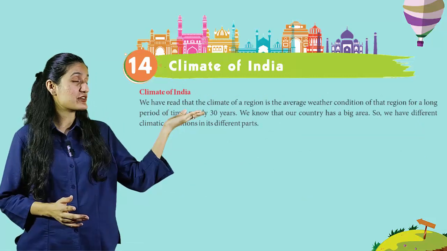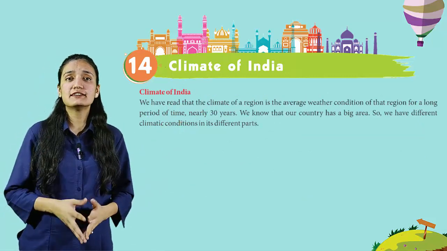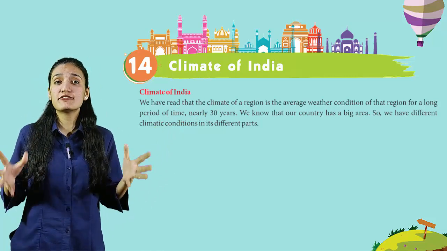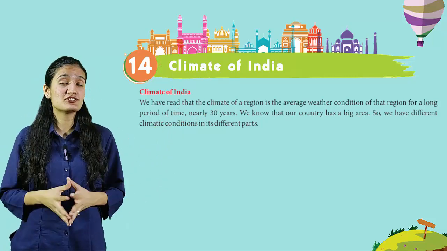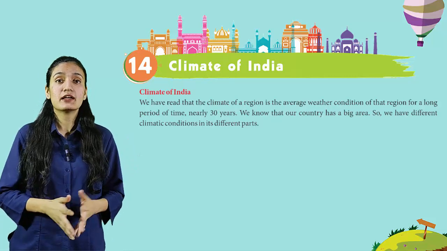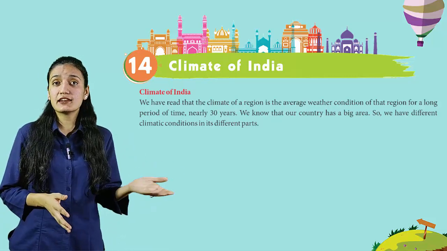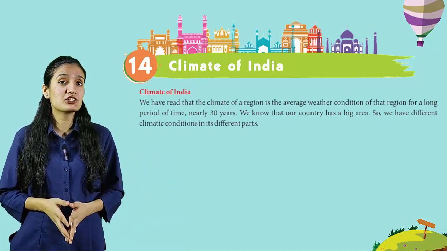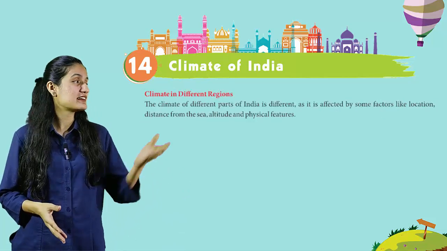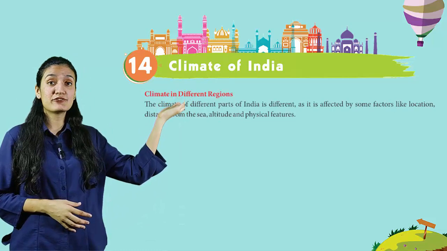Now, climate of India. We have read the climate of a region is the average weather condition of that region for a long period of time, nearly 30 years. We know that our country has a big area, so we have different climate conditions in its different parts. Now, climate in different regions.